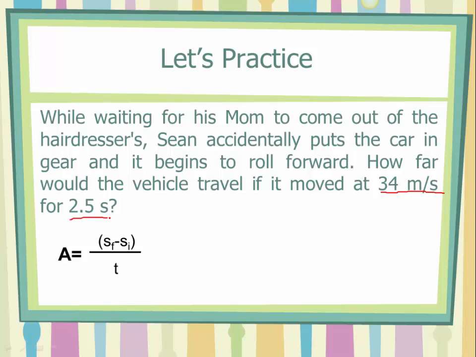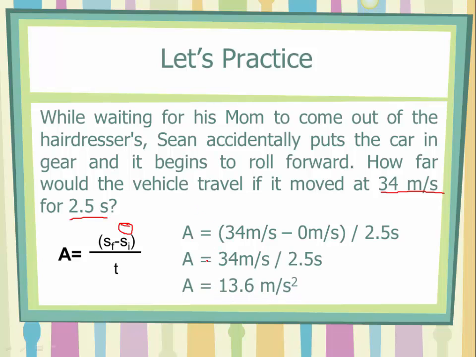So at first you might be thinking that they didn't give you enough information here, because we know that the final speed is just 34, but you might be thinking that we don't have an initial. But if you read, he puts the car in gear, so he's starting from 0. So the initial here is going to be 0 meters per second, and then time is 2.5. So you have 34 meters per second minus 0 meters per second, all divided by 2.5 seconds. So you get that he accelerated at 13.6 meters per second squared.